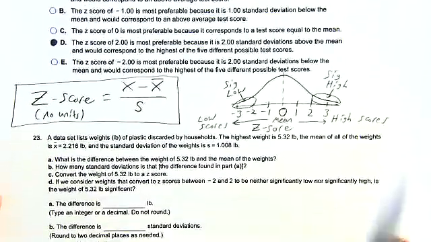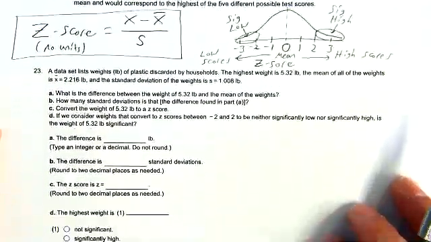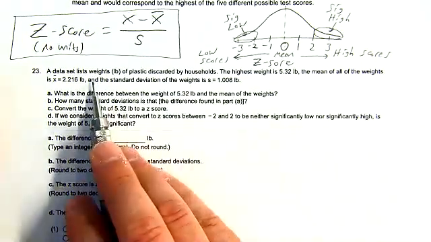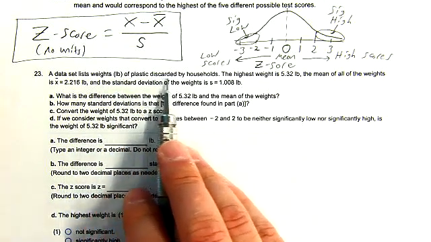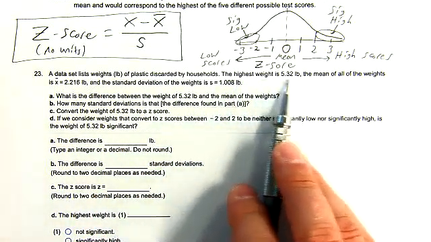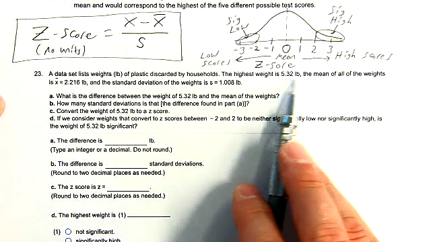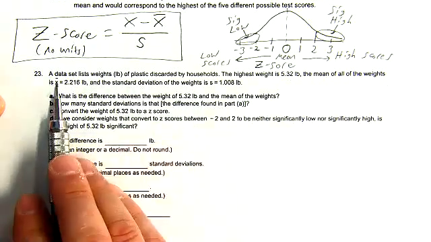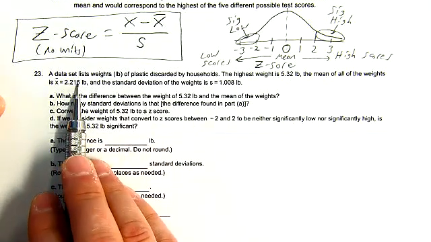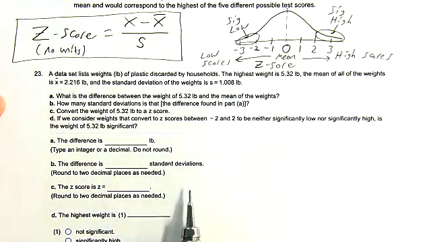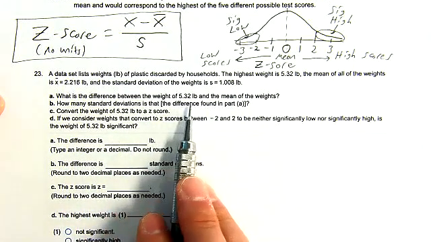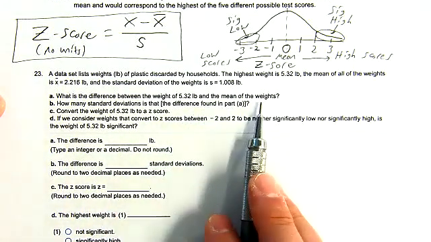Okay, 23. A data set lists weights in pounds of plastic discarded by households. The highest weight is 5.32 pounds. The mean of all the weights is x bar equal to 2.216 pounds, and the standard deviation of the weights is 1.008 pounds. What is the difference between the weight of 5.32 and the mean of the weights?